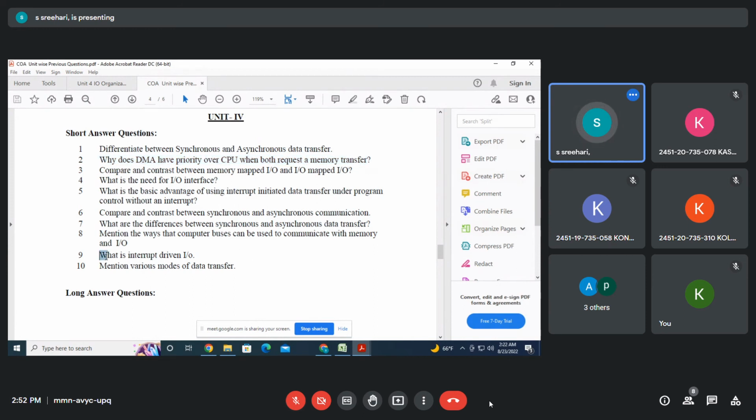What is interrupt driven IO? Interrupt driven IO is nothing but interrupt initiated IO. What is an interrupt initiated IO?